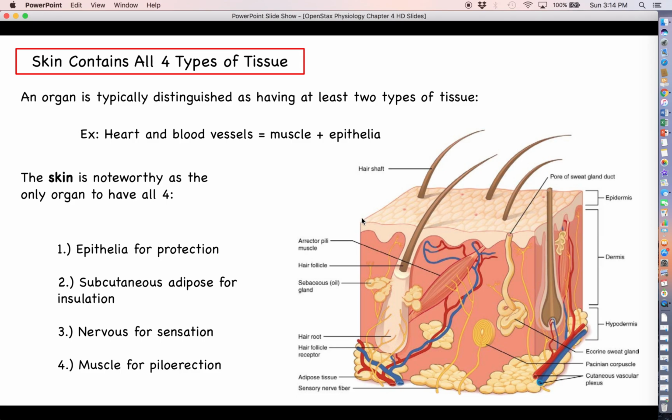So the skin has layers of epithelia for protection, subcutaneous adipose tissue for insulation from temperature changes, nervous tissue for sensing things like touch and temperature and things of that nature, and muscle fibers to allow our hairs to stand on end when we get goosebumps. That's called piloerection. All right, so that is going to do it for Chapter 4.